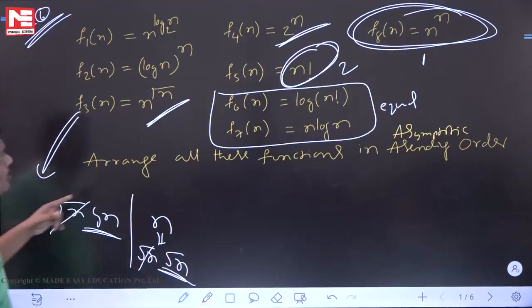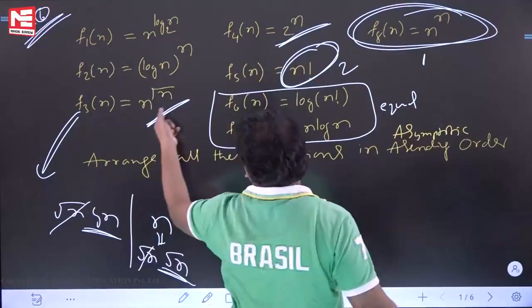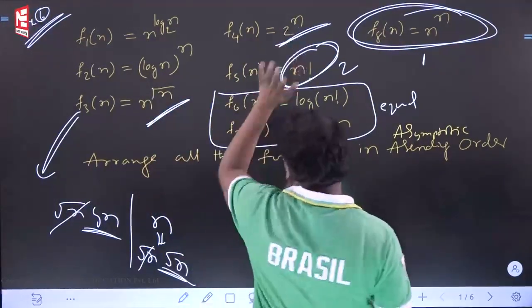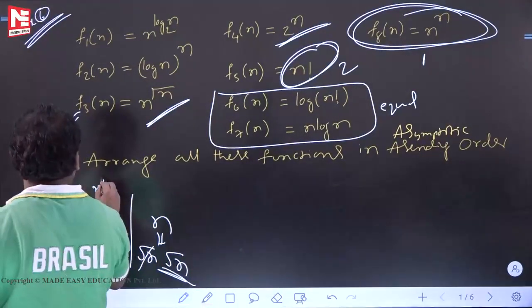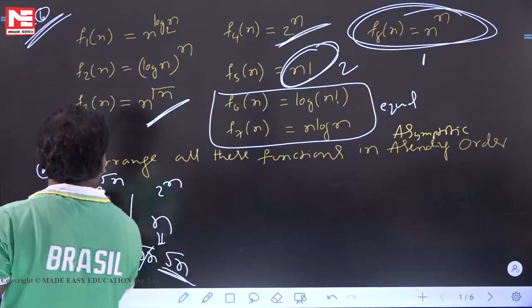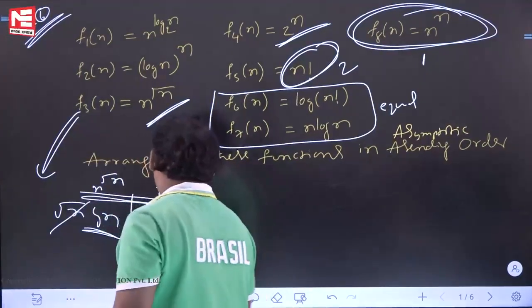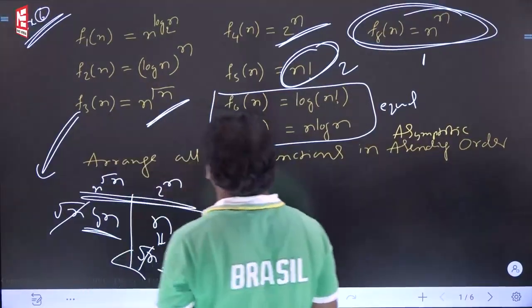I think who is bigger? 2 power n is bigger. Comparing n power root n, 2 power n is bigger. Right? This is going to be n root n. This is going to be 2 power n. So who is bigger? I think 2 power n is bigger. Right? Fine.